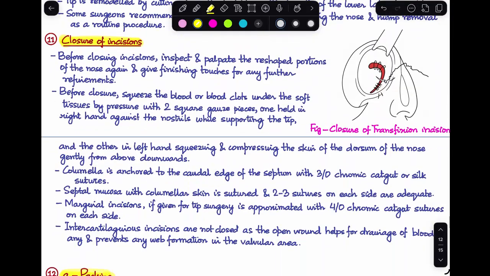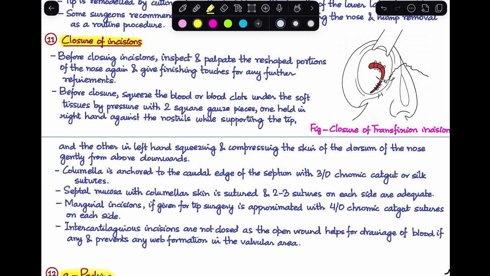So now we are moving to closure of the incision. So we had given the transfixion incision, if you remember. Before closing the incision, for one last time, we'll be inspecting and palpating the whole of the reshaped parts of the nose and see if there are any irregularities or if anything needs to be trimmed, rasped or something, and if any further refinement is required.